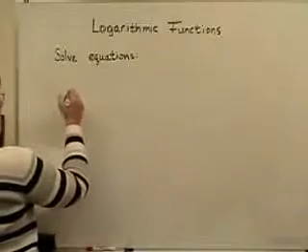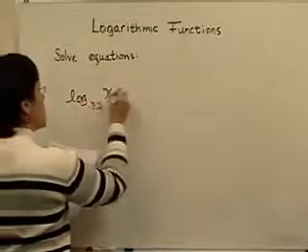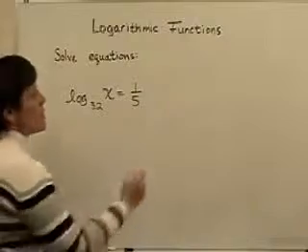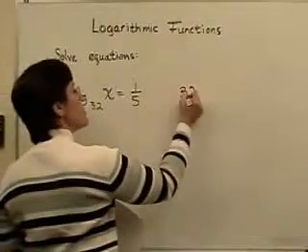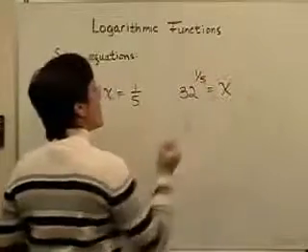And that is the log of x, where the base is 32, is equal to 1/5. Now this one's a little bit tougher problem. I'm going to put it in exponential form, so I'll take my base of 32, and I'll raise it to the 1/5 power, and I'll let it equal x.